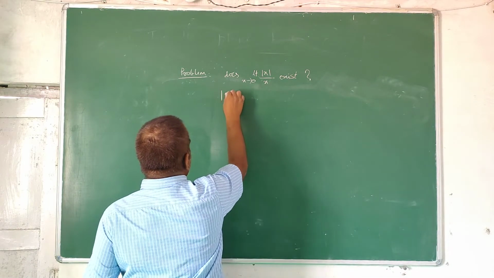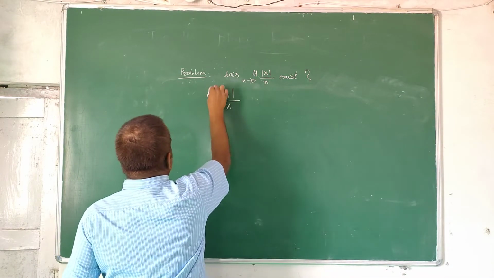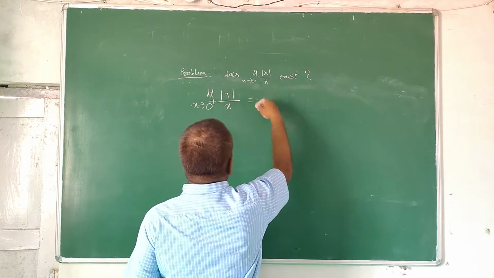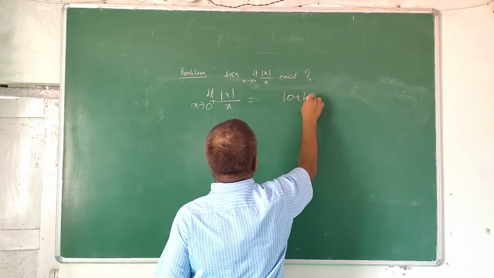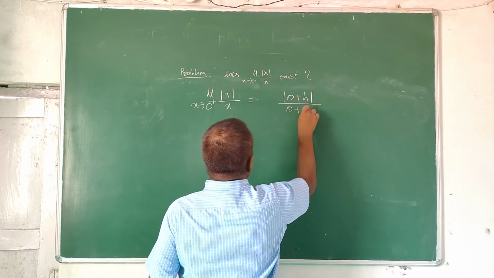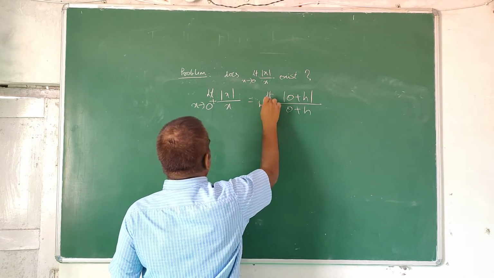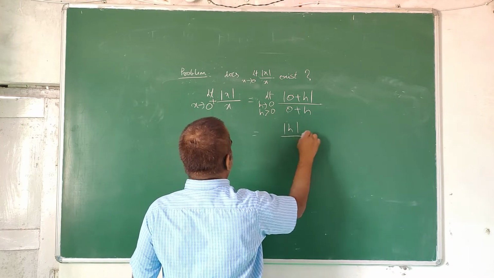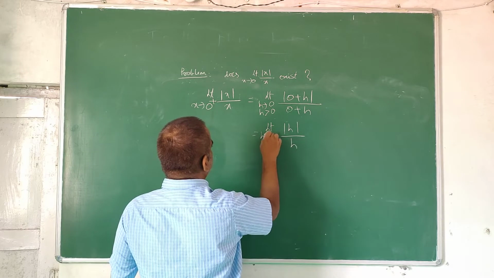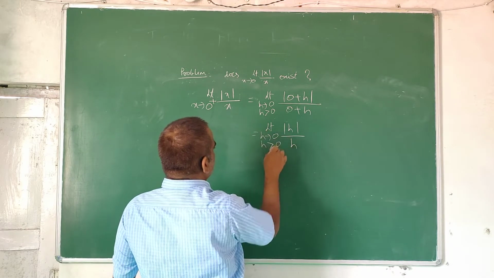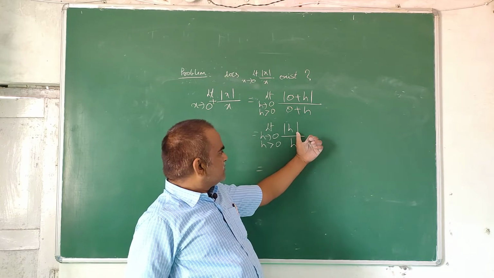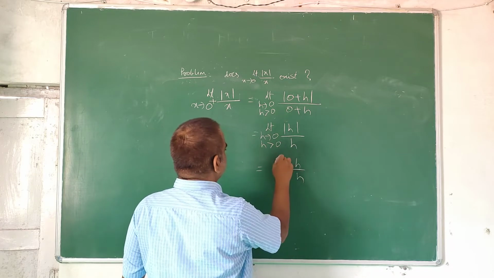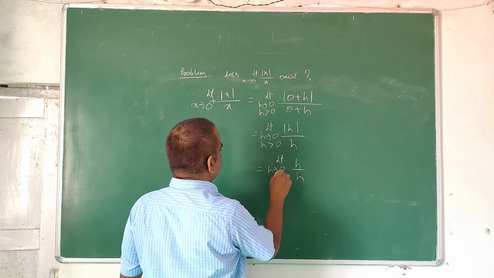So if you see the right hand limit of mod x by x, limit x tends to 0 plus, which is equal to, here you have to replace x with 0 plus h, by 0 plus h. Limit h tends to 0, h greater than 0, which is equal to mod h by h. As h is greater than 0, mod h is equal to h only.